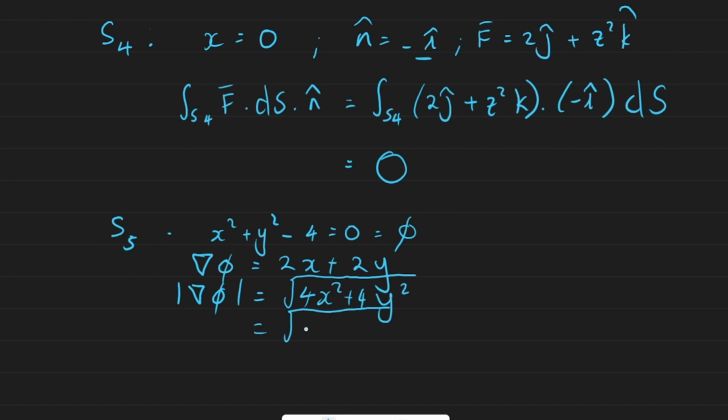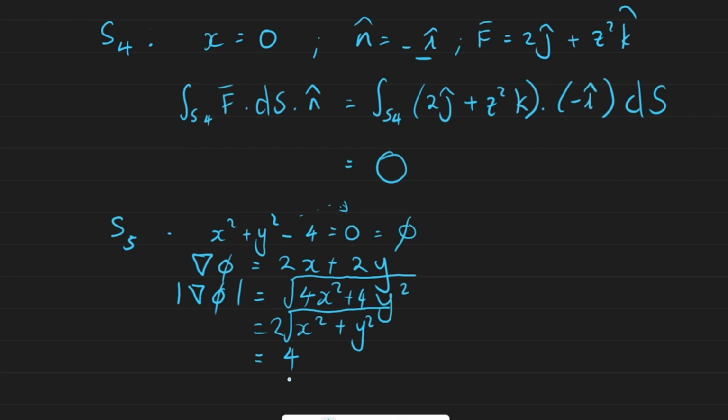So we pull out the 4 as a common factor. So square root of 4 is 2. So we have 2 times the square root of x squared plus y squared. So x squared plus y squared in the problem, we can see that it's equal to 4. So this entire thing in the square root is just 4. So we have the square root of 4 again, and we have 2 times 2, which gives us 4.